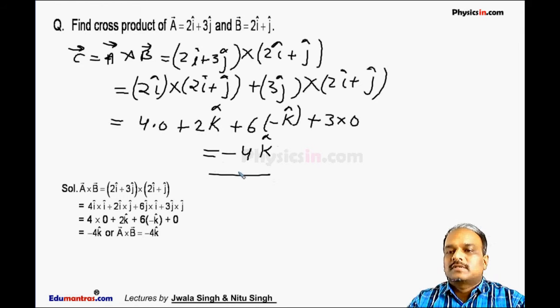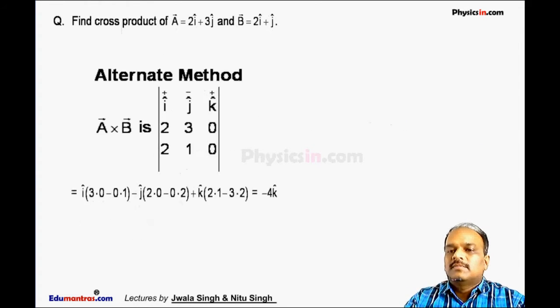This is the final answer. This question can again be solved by another method, that is called the determinant method. So I will write it as this: A cross B means we have to draw a determinant, substitute here i, j, k, put the coefficient of i cap here, put the coefficient of j cap here, k cap, since k cap is not here, so I will substitute here 0.